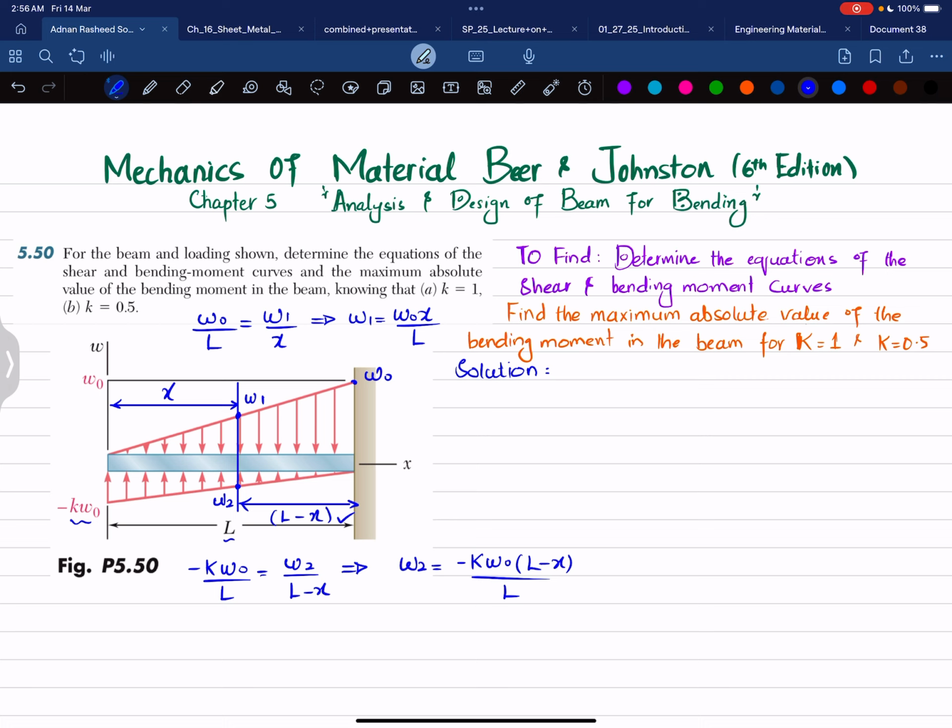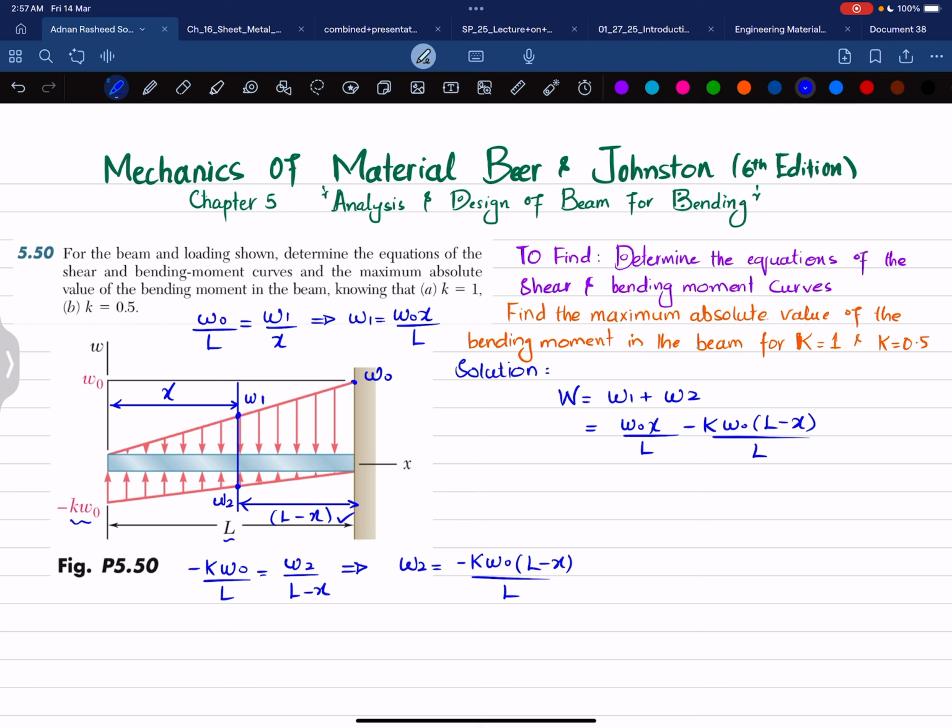And we can see that we have W1 and W2. So there is a net distributed load which will be equal to the sum of W1 plus W2. Now we will put the value of W1, which is W naught x over L, and W2 is minus K into W naught into L minus x divided by L.